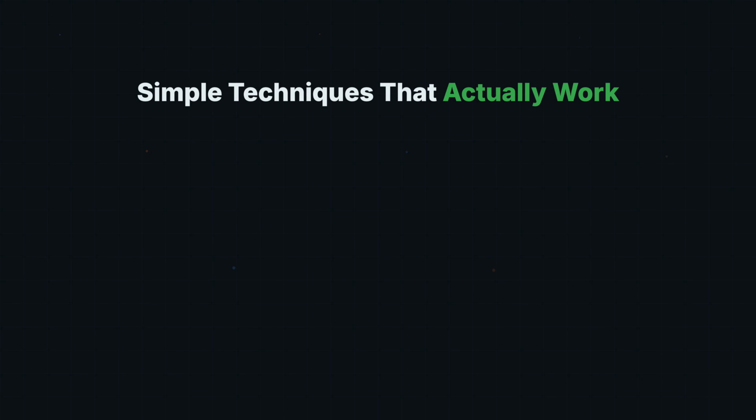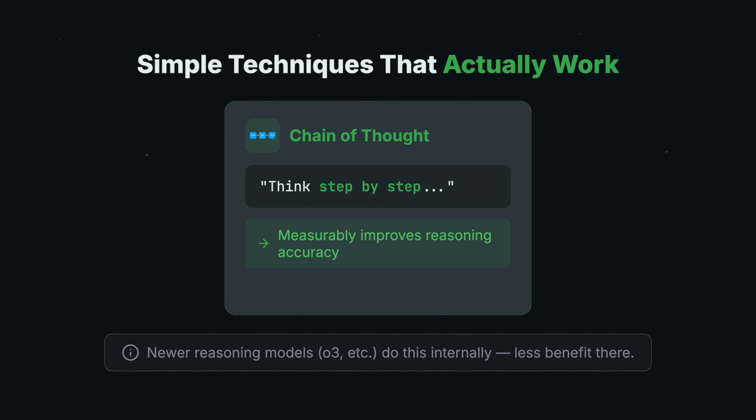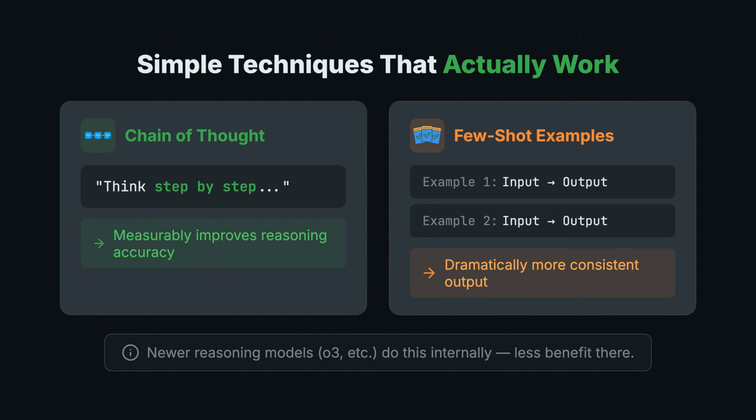Some techniques sound too simple to work, but they do. "Think step by step" before a reasoning task can measurably improve accuracy. Newer reasoning models are starting to do this internally, which shrinks the benefit, but for standard models, it's still one of the best tricks you have. And giving 2 or 3 output examples makes the model dramatically more consistent.